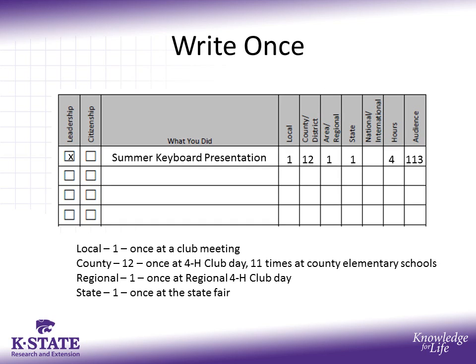Which makes me think to tell you, only write down the project once. Even if you did it 15 different times, simply write what you did, indicate with an X in the box if it was leadership or citizenship, or both, and then indicate with a number how many times you completed the project where. So it may be a 1 under the local box, a 12 under the county district box, a 1 under the area box, and a 1 under the state box. Then, under total number of hours, add up the total amount of time you spent, and under audience, add up the total number of people impacted.